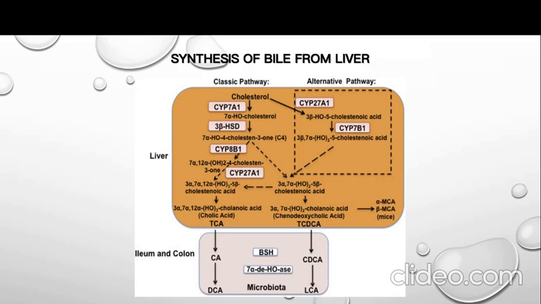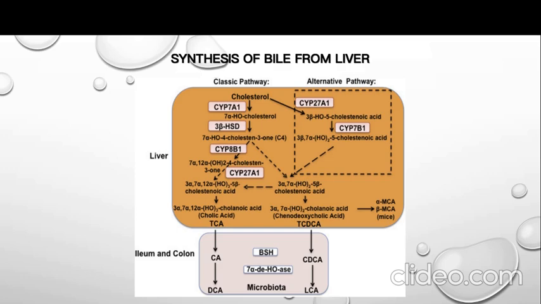Moving on to the synthesis of bile in the liver. The bile from the liver is synthesized by means of two pathways, namely the classic pathway and the alternative pathway. Cholesterol acts as a major source for the synthesis of bile. By means of the two pathways, cholesterol is converted into cholestenoic acid. By means of the classical pathway, cholestenoic acid is further converted into cholic acid, and by means of the alternative pathway, cholestenoic acid is further converted into chenodeoxycholic acid.